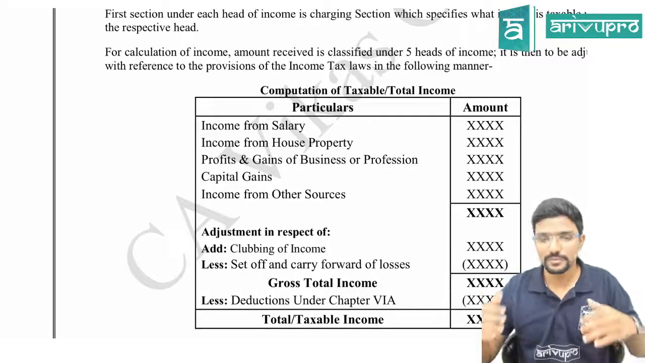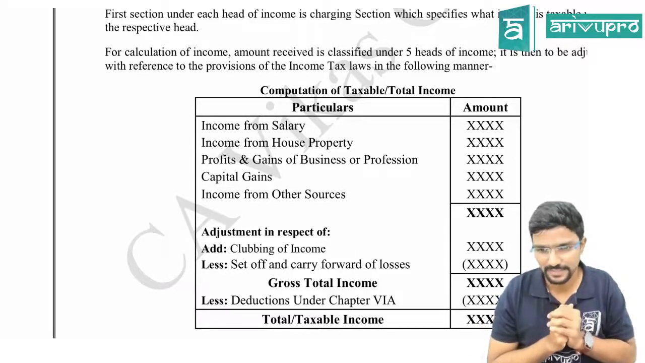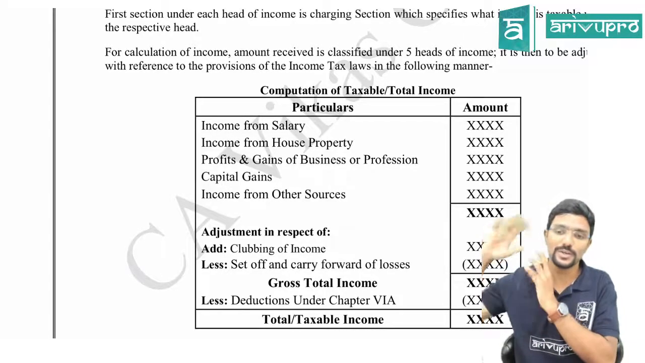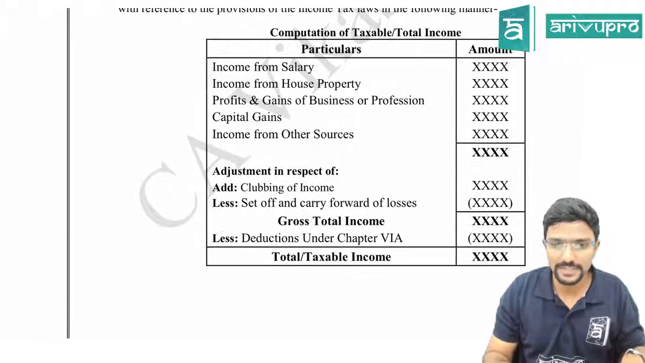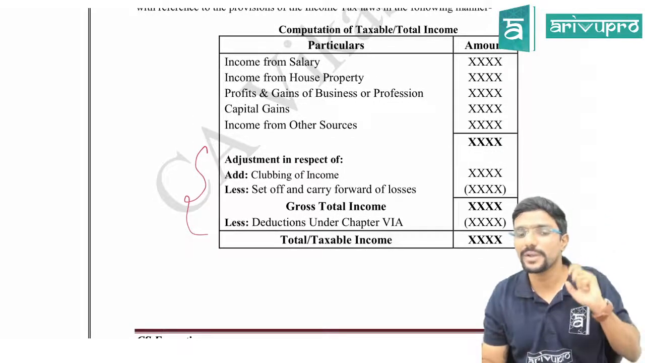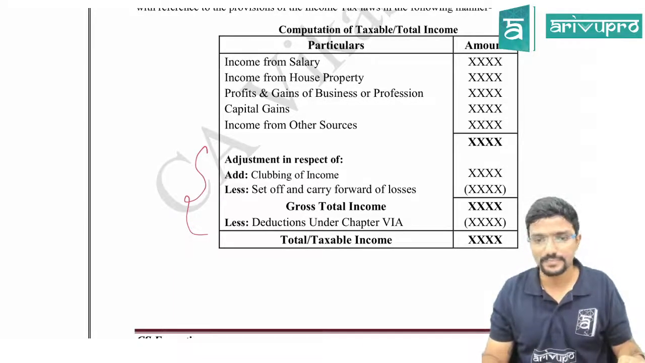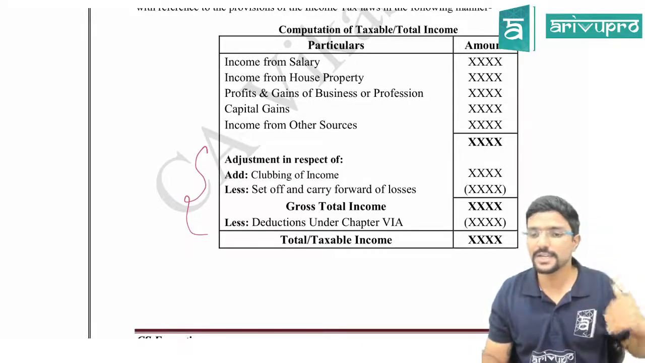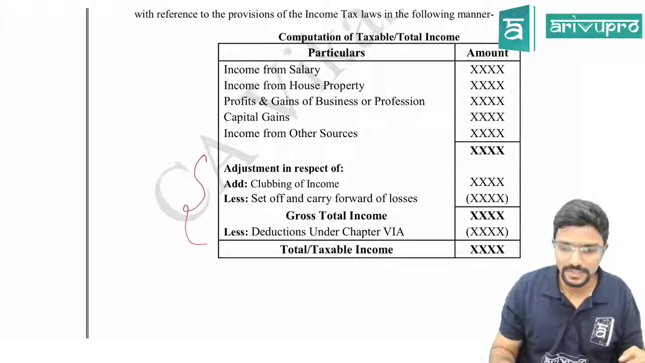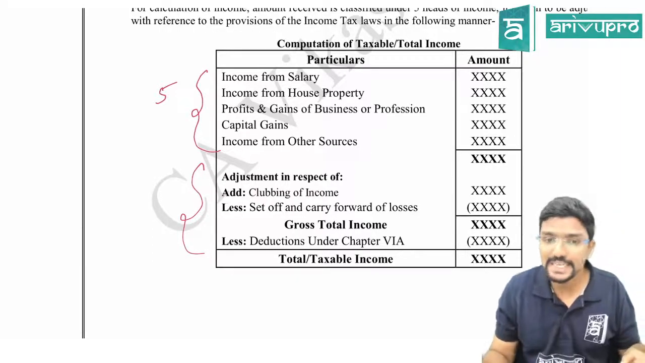Clear? So our task from now is to calculate income under each head. Later, once we finish all the heads of income, we will see how to compute total income. Because after heads of income, we have to cover 3 more chapters, which are clubbing of income, set off and carry forward of losses, and deductions. These are 3 different chapters. So in the fifth chapter, we will be learning how to compute income under each head of income.